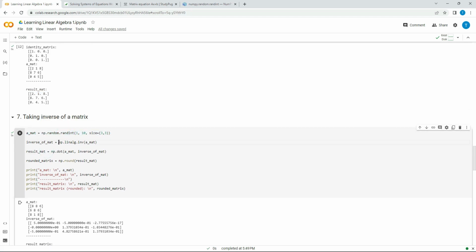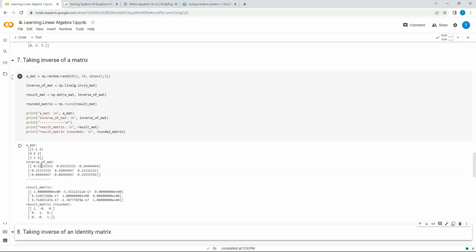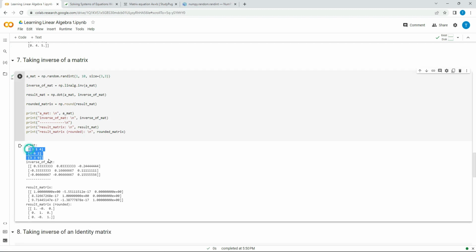So here's a general random matrix. Then we're taking the inverse by using this command here, linalg.inv. And if it has a matrix inverse, we're going to have it stored in this variable. And then here we can see the resulting matrix. For example, I'm just going to round it. So here's my original matrix, and here's my inverse of the matrix.